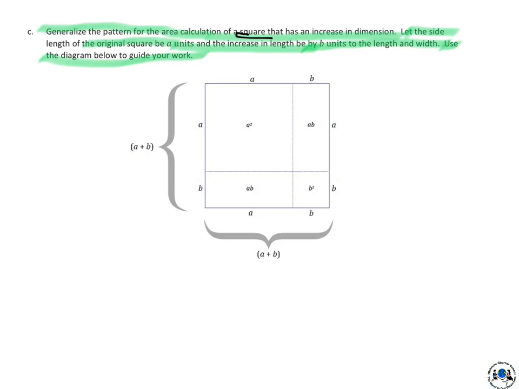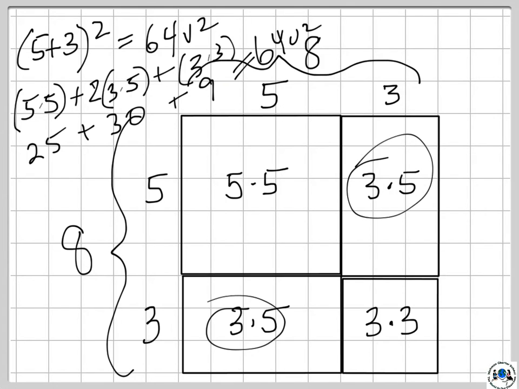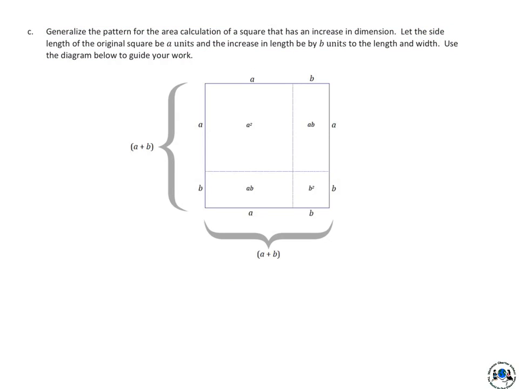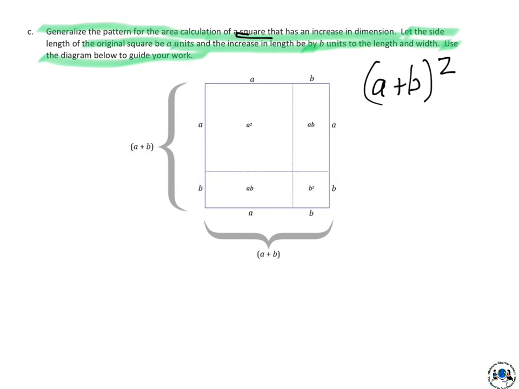Looking at this example, where we're trying to generalize using variables, we can compare it to what we've been doing prior. We found 5 plus 3 squared, and you can see that's 5 plus 3 times 5 plus 3. So if we look at it in those terms, we have a plus b squared, and that's the same as saying 5 plus 3 squared.